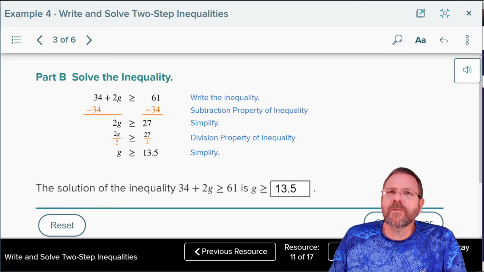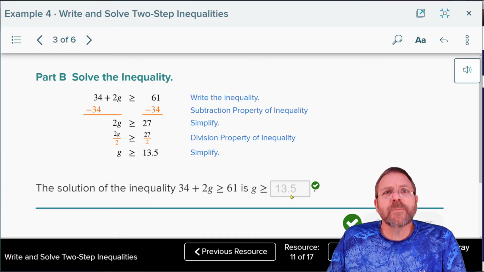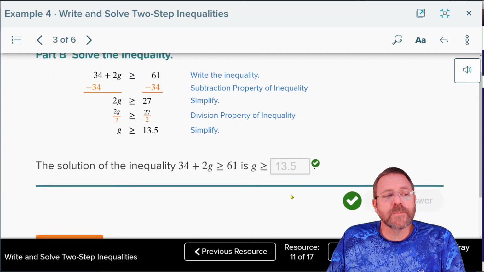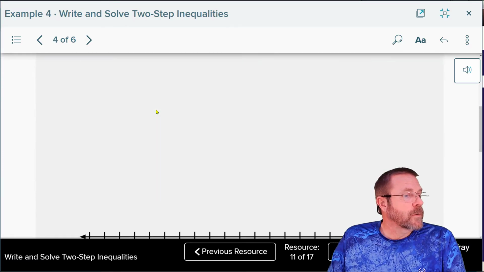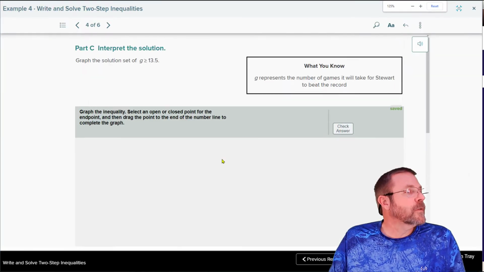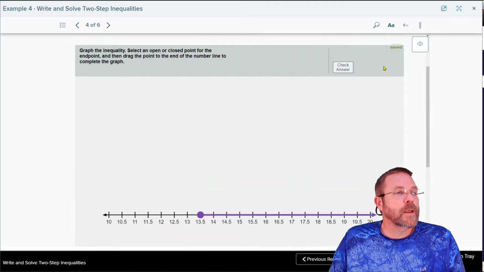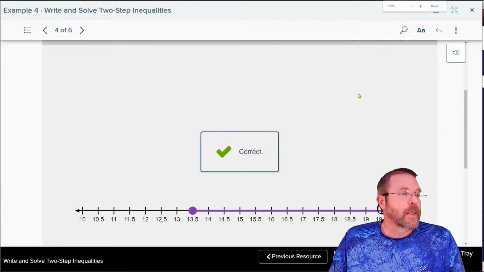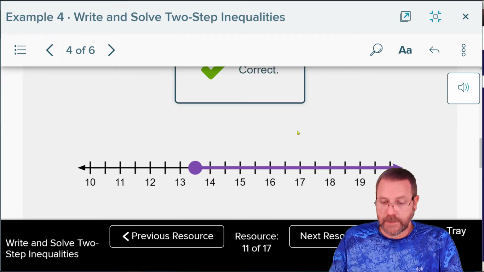Is it going to give me credit for this? It is indeed. My thought on that, I'm thinking he probably has to play the 14 full games in order to get it. When we graph it on the number line, we're going to go at 13.5. It's going to be a greater than or equal to. So here's my 13.5. My line goes to the right. Let her go and check. That is showing your work, folks. That is what we must see for these.